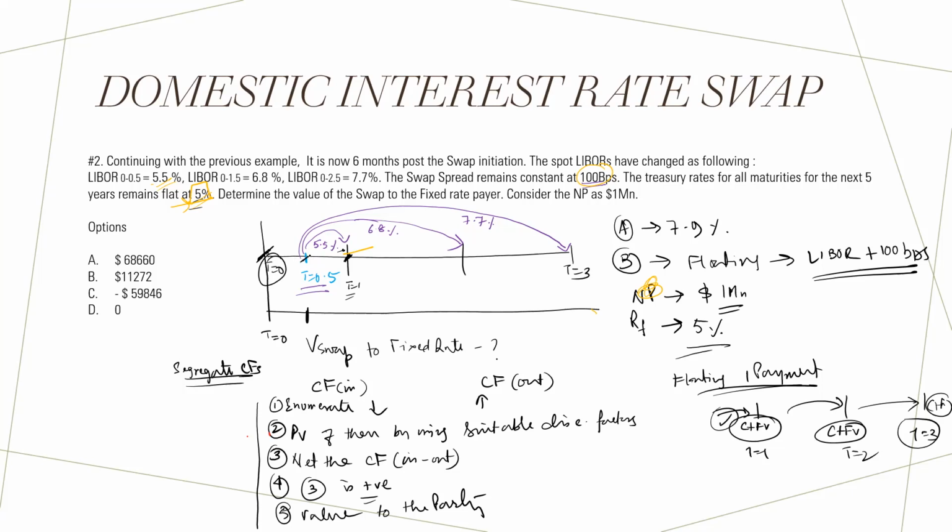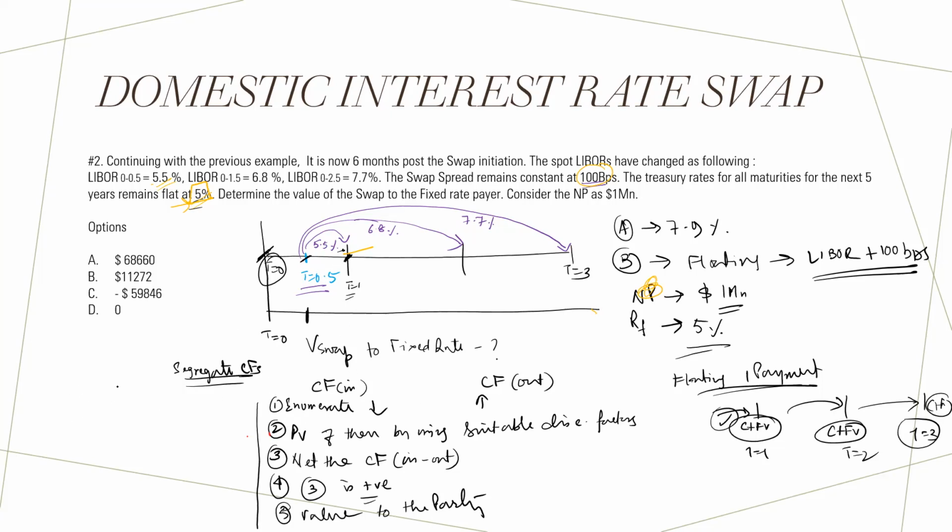Now we are at t is equal to 0.5. At this particular point in time, we are required to find out the value of this swap, more precisely, to the fixed rate payer of the swap. So how many payments? Let's just follow the steps, as we have said. You have to segregate the cash flows. You could do it from the fixed rate payer's or the floating rate payer's perspective as well. It doesn't matter. So I pick up the fixed rate payer, as has been asked.